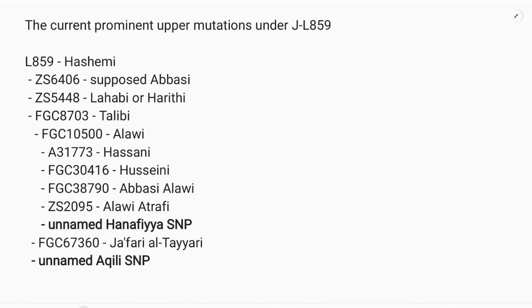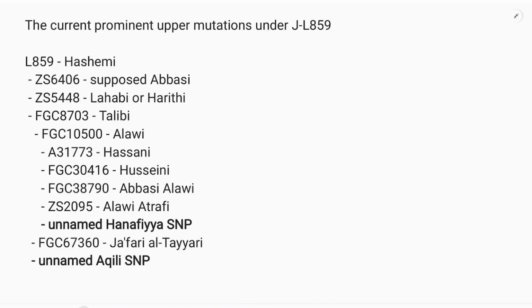So, of course, the most prominent of Abu Talib alayhi salam's sons was Ali alayhi salam, and his mutation has been identified as FGC 10500. So this mutation is nearly complete consensus to be Alawi. There is nothing contradicting it whatsoever.